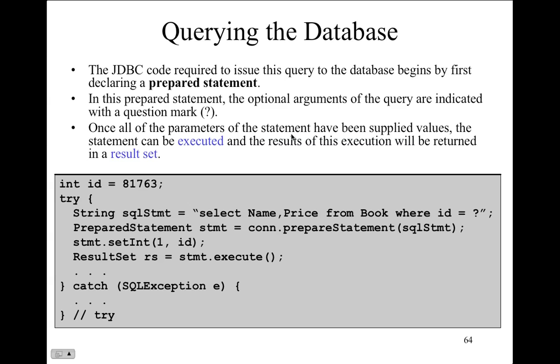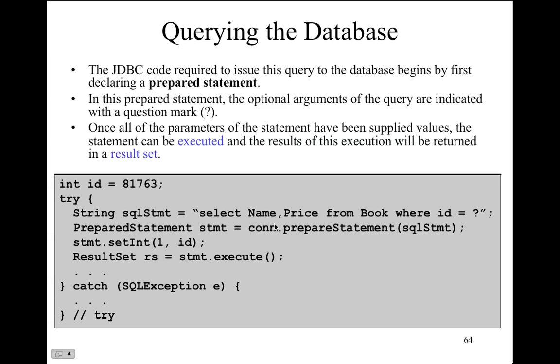So once the parameters for the statement have been supplied through the values, they can be executed, and the results of the execution will be returned in what's called the result set. In this particular example, we're going to create a string, which is going to be the SQL statement, that little statement we saw in the previous slide. And then here's a new object, a prepared statement object, that's going to prepare the statement with this text string here.